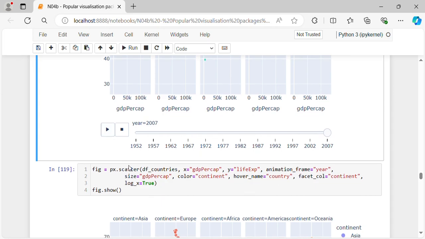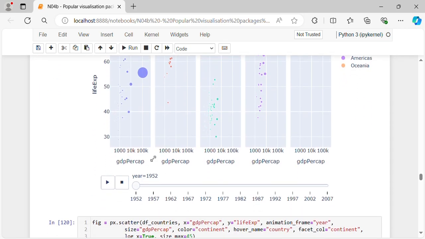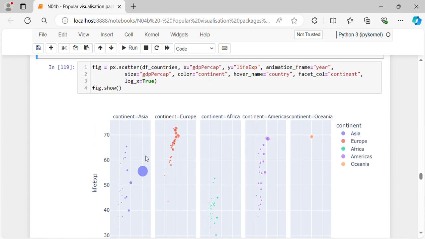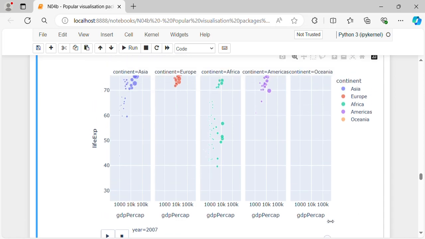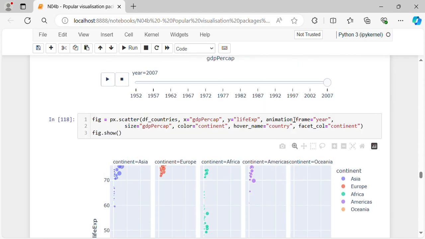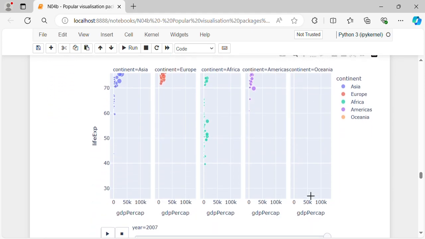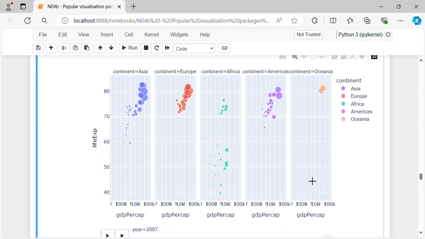So let's mark the x-axis scale to be log_x equal true. Let's see what happens. So now the x-axis is a log scale. So let's see if 2000 shows some figures. So in the normal scale, in 2000 Oceania was not showing anything, but in the log scale, the Oceania is showing some values.